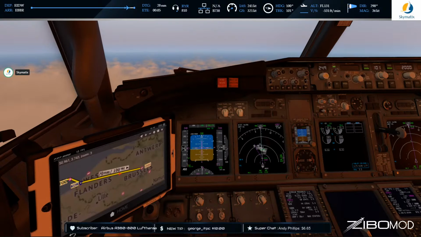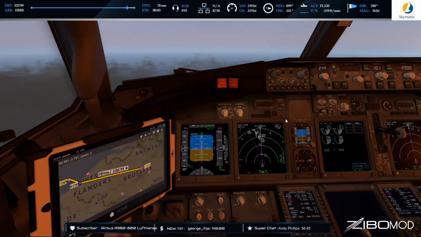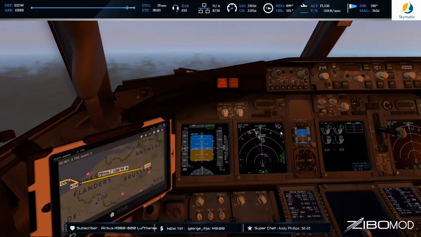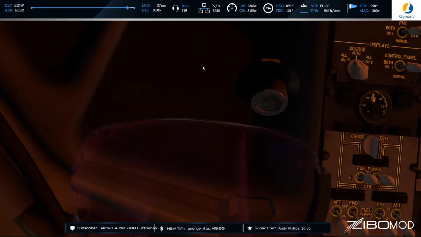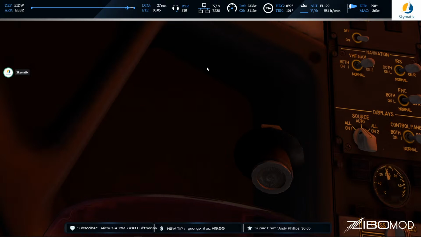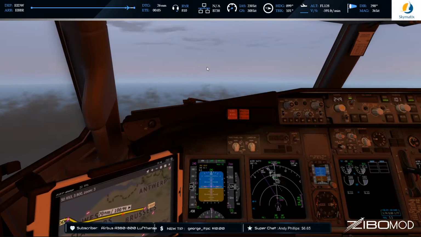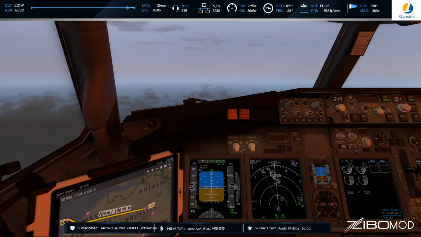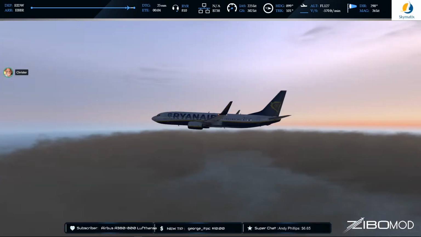Whew, frames down to 12 again. 9. If you look straight up, it's 30. Now it's 21. You see it's going up.